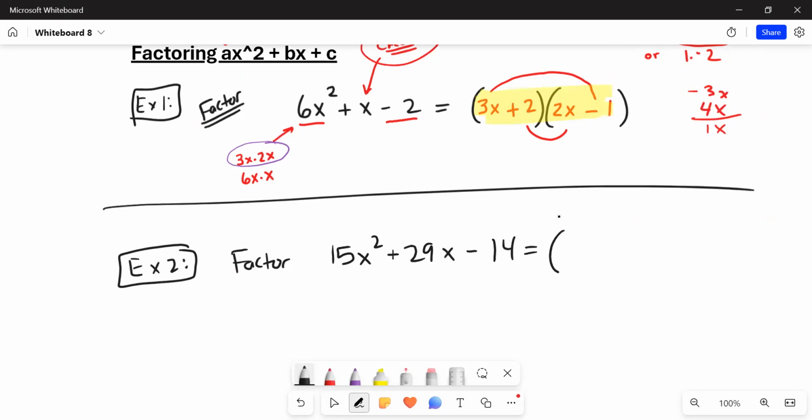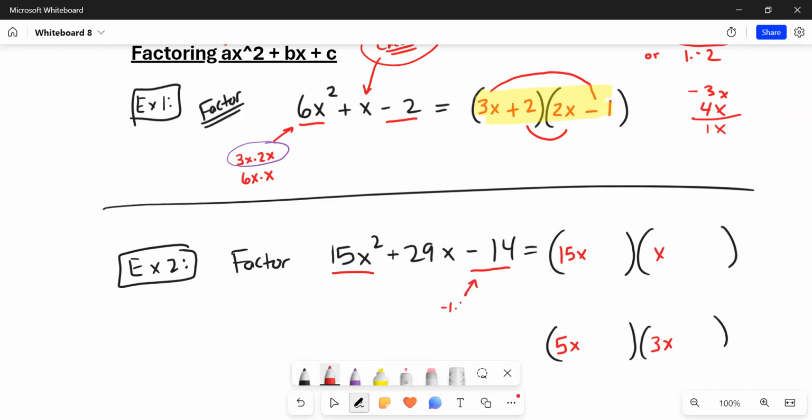Again, I'm going to try and factor it into two binomials. Looking at my first term, 15x squared, I don't know whether it's 15x times x, or is it possible? Probably it is possible. The other way to get 15 would be 5x times 3x. How do I know which one of those? Maybe I don't know. And furthermore, when I look at the last term, negative 14, I don't know how to get that. It could be negative 1 times 14, or positive 1 and negative 14, right?